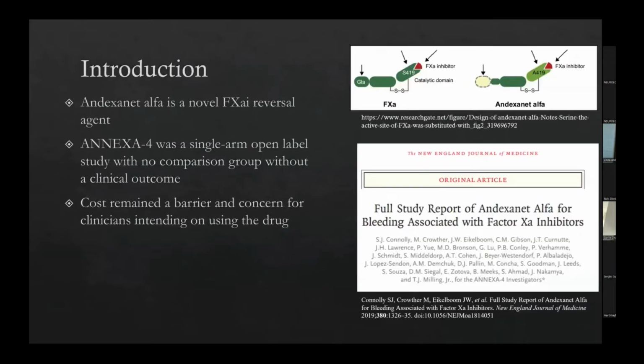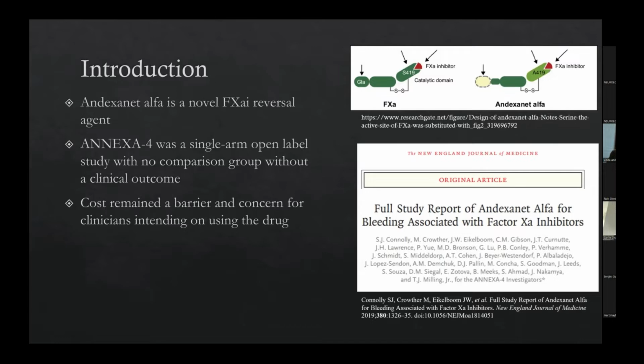So start out by laying out the clinical question, which is that andexanet alfa is a new factor Xa inhibitor reversal agent meant for emergency bleeding. And you can see how it works in the upper right-hand corner as a decoy protein for factor Xa inhibitors like apixaban and rivaroxaban. And the ANNEXA-4 study was a single-arm open-label study that led to its FDA approval in 2015. But importantly, it lacked a comparison group, which current standard of care at the time was PCC or Kcentra. And it also used bleed expansion as its primary outcome, rather than something more clinically relevant, such as modified Rankin scale at discharge or at 3 months.